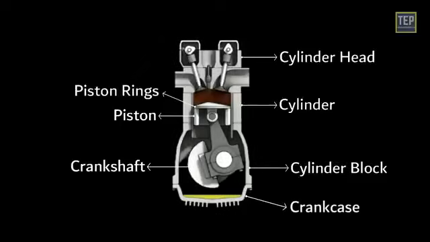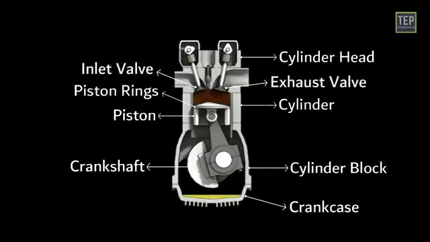Crankcase. This is the main housing at the bottom of the engine, providing support for the cylinder and crankshaft bearings. Valves. The engine valve's primary function is to allow air into and out of the cylinder. Crank pin connects the crankshaft to the connecting rod for each cylinder.